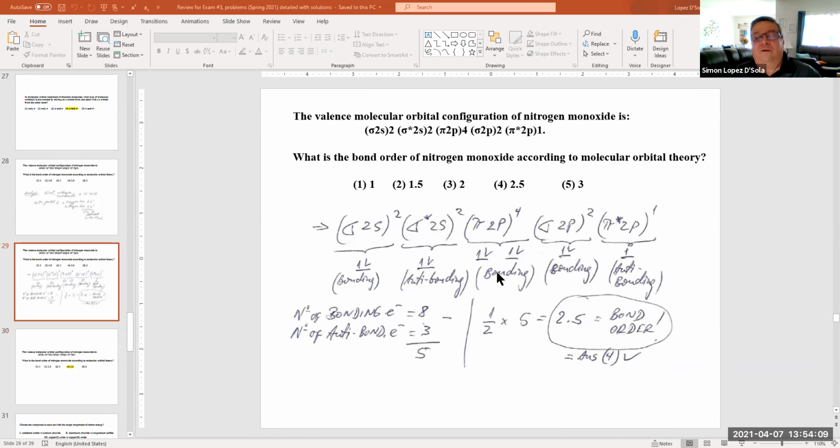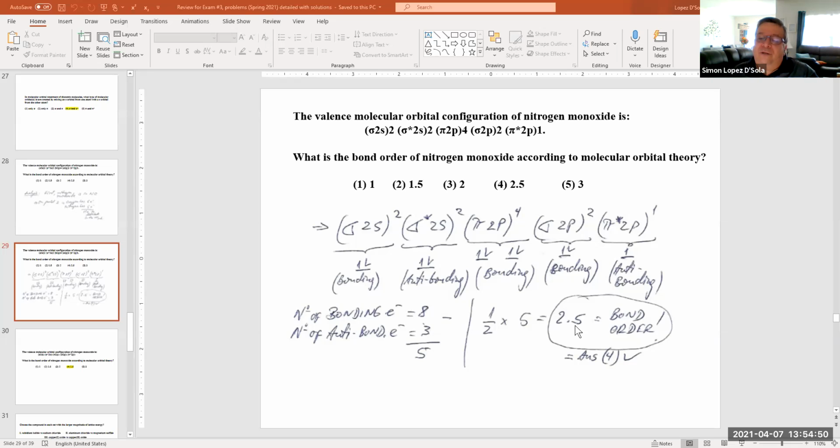In the bonding pi, you have 4. On the sigma 2p, you have 2. And in the pi star 2p, you have only 1. So if you assume the bonding, we have 2, 4, 6, and 8 electrons on the bonding, and we have 2 and 1, 3 electrons on the anti-bonding. When you subtract the electrons on the bonding minus the electrons on the anti-bonding, you will have 5. And then you just need to divide that over 2 to find the bond order. So the bond order in this case is 2.5.